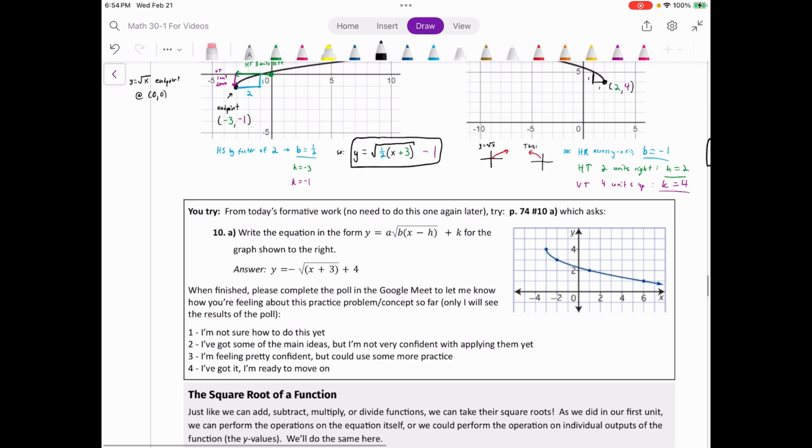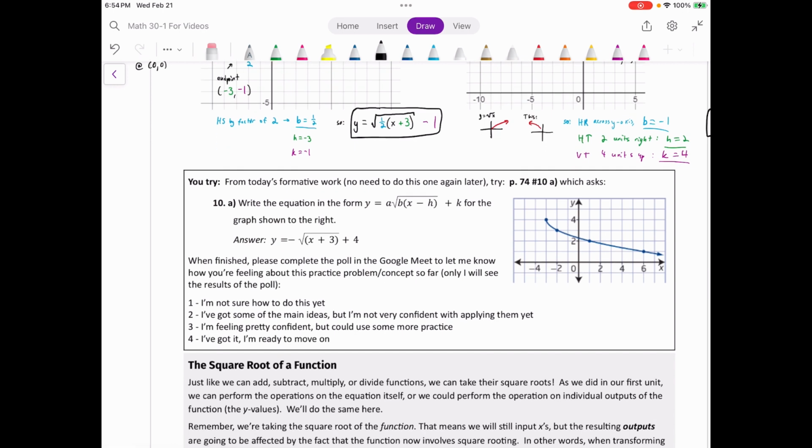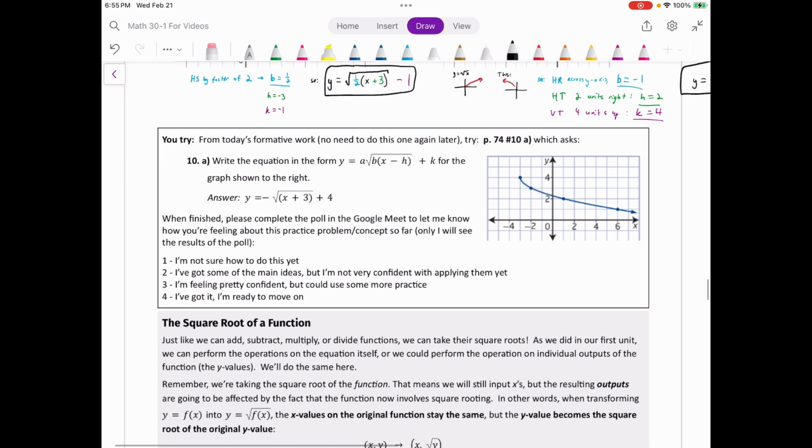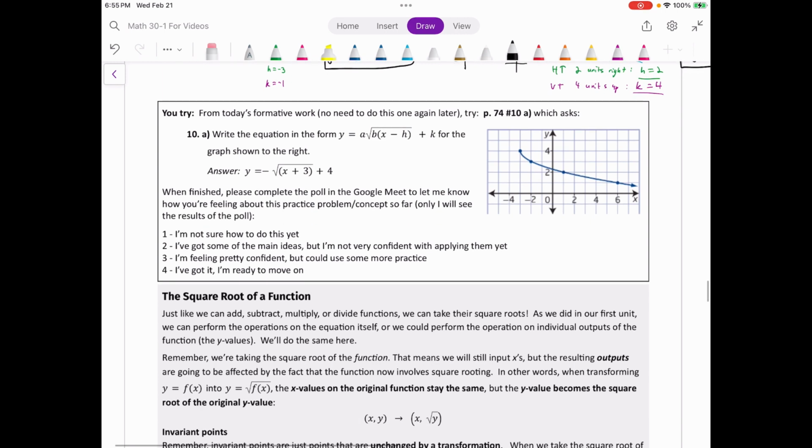All right, now's a good time to pause, practice this skill a little bit of going from a graph to an equation. Do at least this one practice question while it's fresh in your brain. Feel free to take a little bit of a longer pause and try a few more and really solidify those skills, but at least try this one. And then when you come back, we'll talk about the last thing for this lesson, which is the square root of a function.